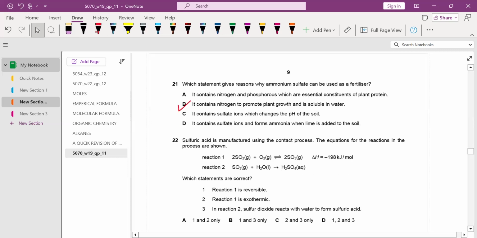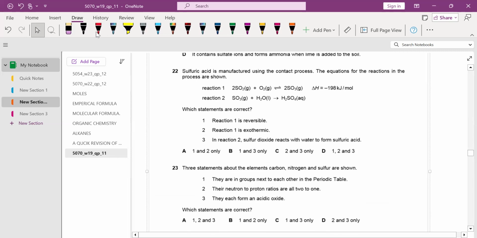Question number 22, sulfuric acid is manufactured using the contact process. The equation for the reaction is shown. Which statement is correct? Reaction 1 is irreversible. Reaction 1 is exothermic. In reaction 2, sulfur dioxide reacts with water to form sulfuric acid. So these three statements are given, and the reaction 1 and reaction 2 equations are given above.